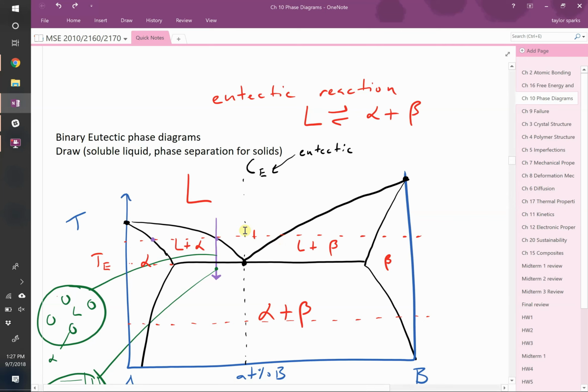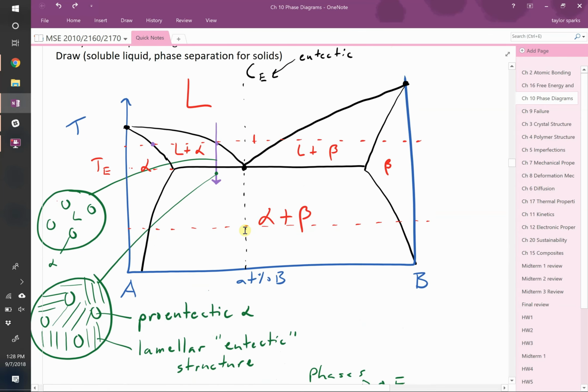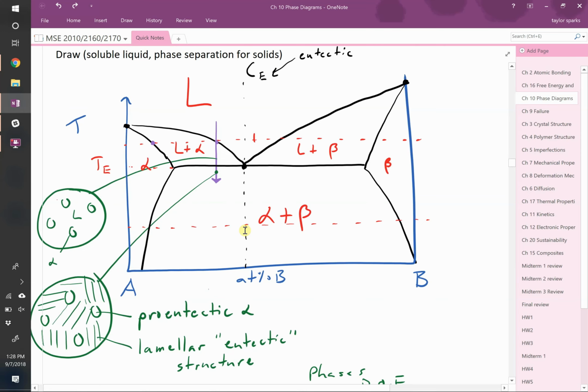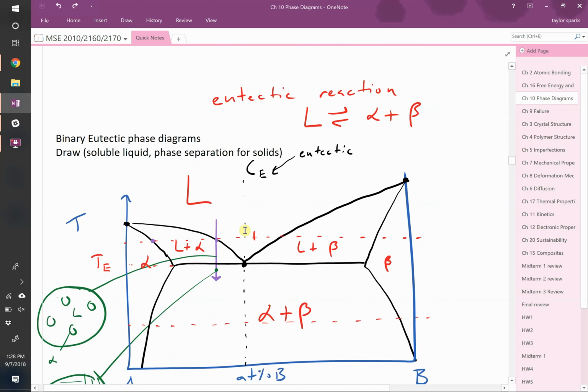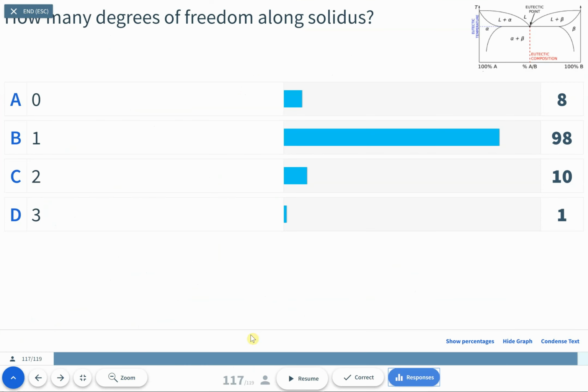Let's keep going. Any questions on a eutectic binary diagram? Okay, let's do another one. How about this one? I think this is our next question, but we'll just do it together.